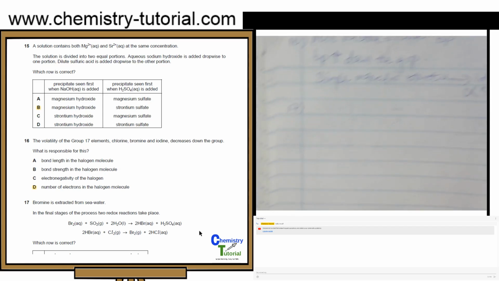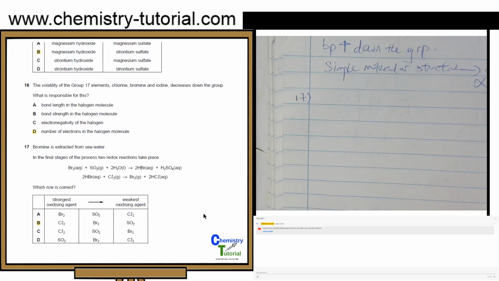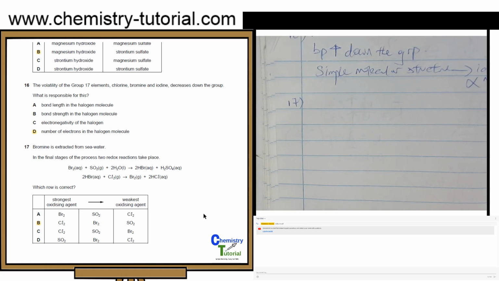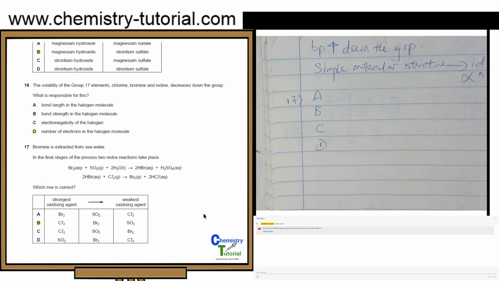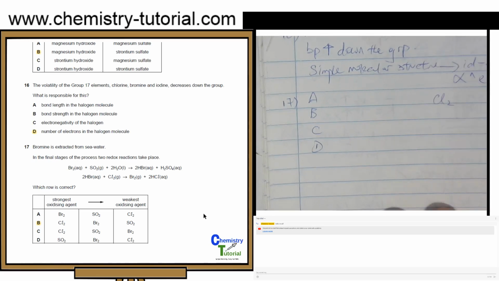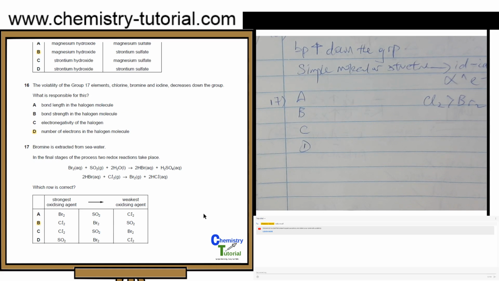For question 17, bromine is extracted from the seawater. In the final stages of the process, two redox reactions take place. Which row is correct? Now actually for this question, we can rule out a few options. If you know that Cl2 is a more powerful oxidizing agent than Br2, then you just need to look for the options that do not have Cl2 placed on the left. So A is obviously wrong, because Br2, bromine, is a weaker oxidizing agent than chlorine. We can also rule out option D, because option D has Br2 on the left of chlorine. So this leaves us with just option B and C.